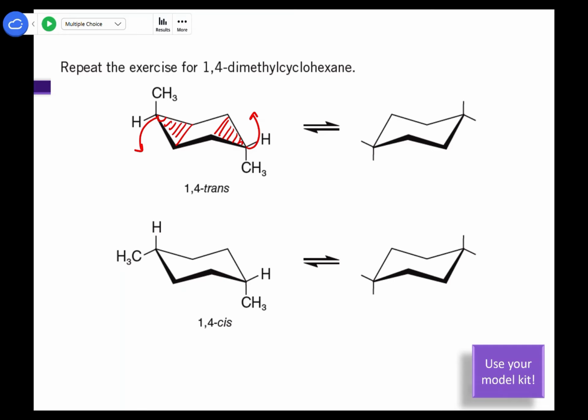Well, let's try it. So we're going to take the right-hand side, come up, the left-hand side, come down. What does it look like? What positions are they in now? Equatorial. Show me your equatorial, your 1,4 trans with equatorial. Well done. And so then we can draw this in on our sheet.